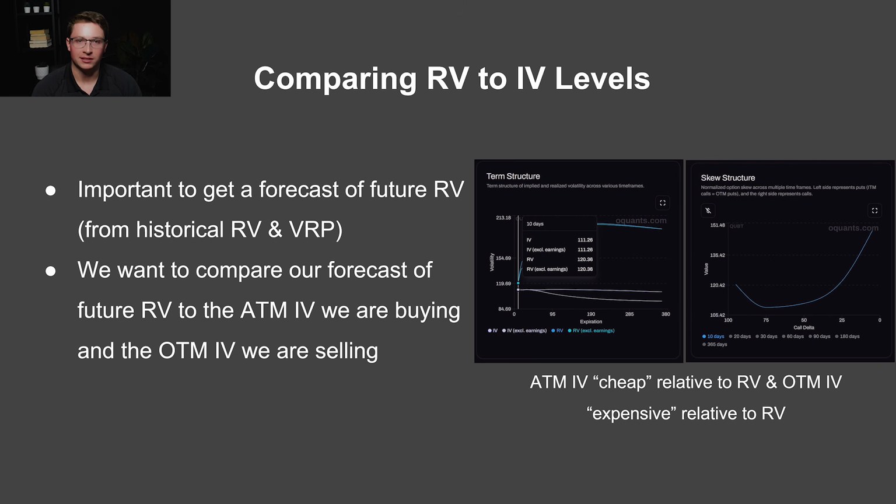This leads us to our ideal setup. Realized volatility is lower than the implied volatility of the out-of-the-money skewed strike you're selling, meaning it is expensive, and realized volatility is equal to or higher than the implied volatility of the at-the-money strike you're buying, meaning you are buying a cheap option. This dynamic creates a favorable spread. You're buying a fairly priced or cheap option and selling an overpriced one, resulting in a positive expectancy trade.